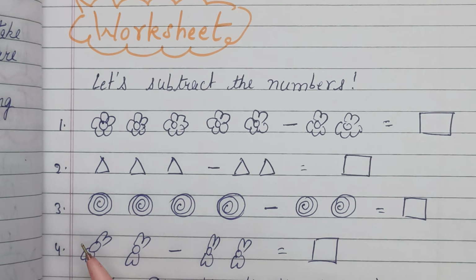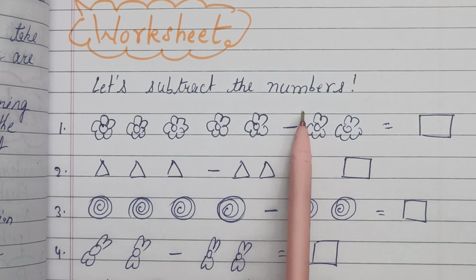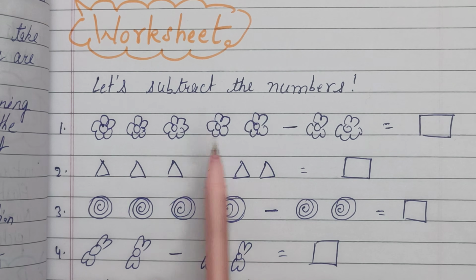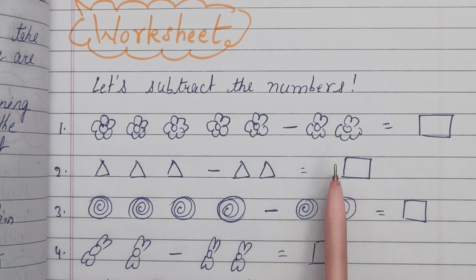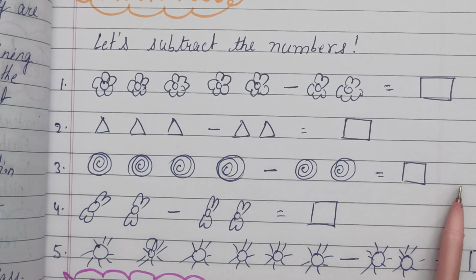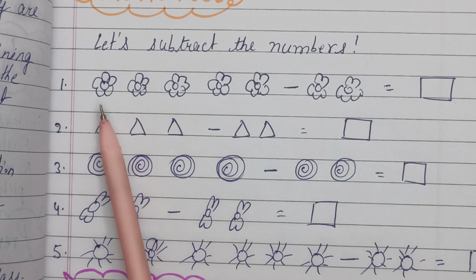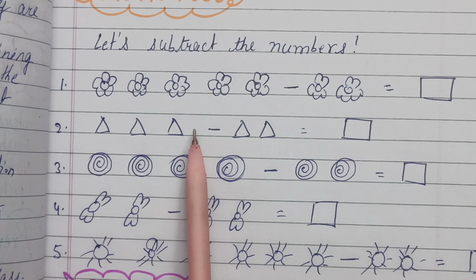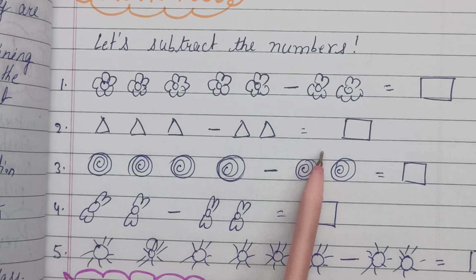Now worksheet. Let's subtract the numbers. Students will count the objects and then write the correct answer in these boxes. And also you can ask students to color the different objects in different colors.